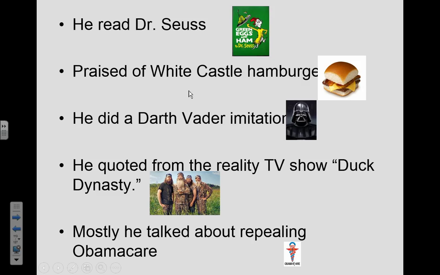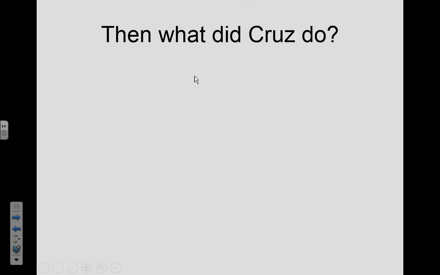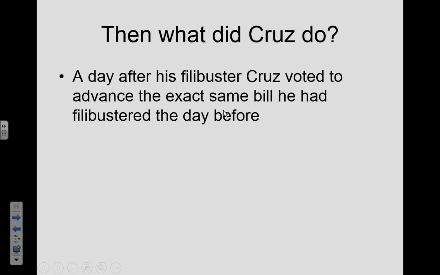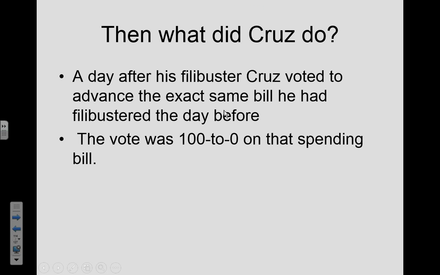Now, he was a one-man filibuster. So after his 21 hours were up, they voted for it. The strange thing is the bill that Ted Cruz was filibustering against passed 100-0. Ted Cruz filibustered a bill, and then the very next day voted in favor of that exact same bill that he was filibustering for 21 hours. I think Ted Cruz filibustered that bill to make Ted Cruz more well-known, more than anything else.